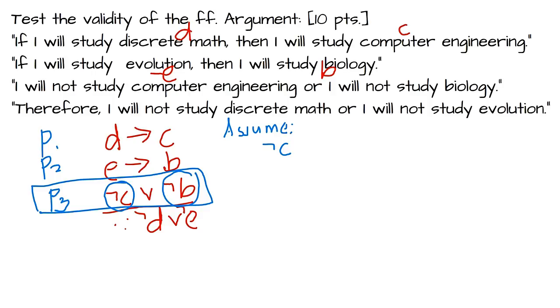Then we could come up with a modus tollens with premise 1, D implying C. And by modus tollens, we could have the not of D. And in that case, with addition, we could simply add not of E.